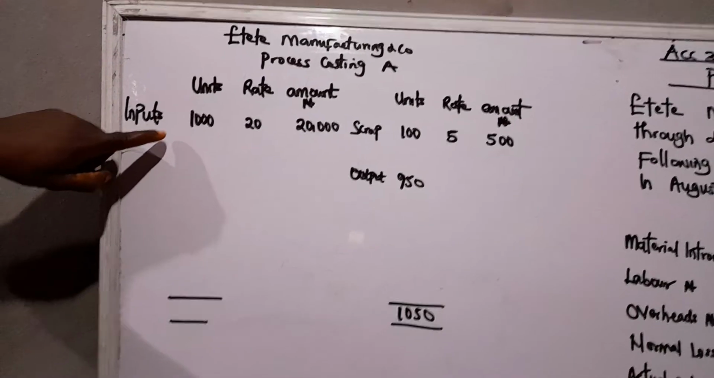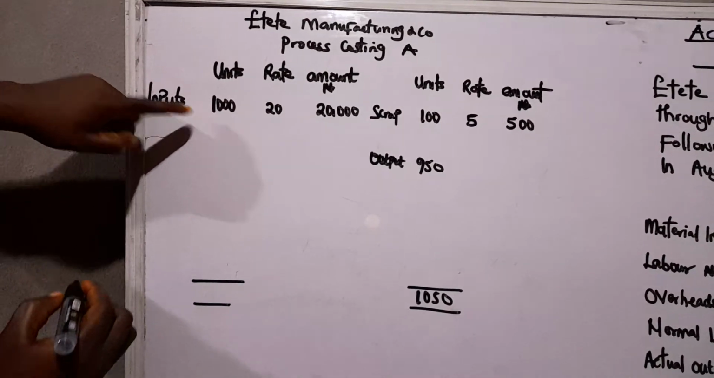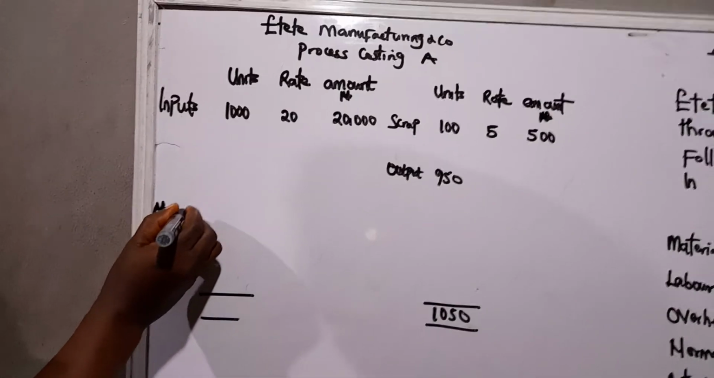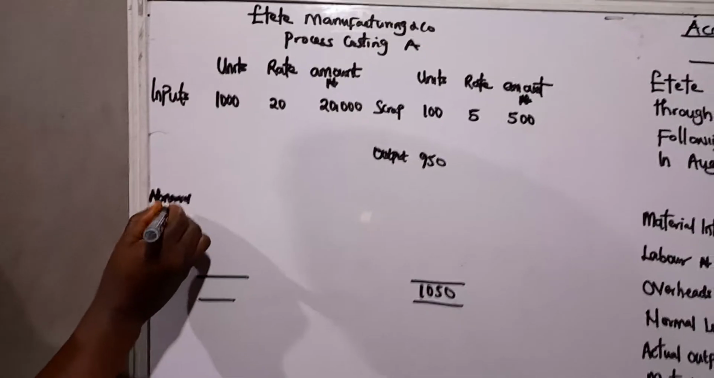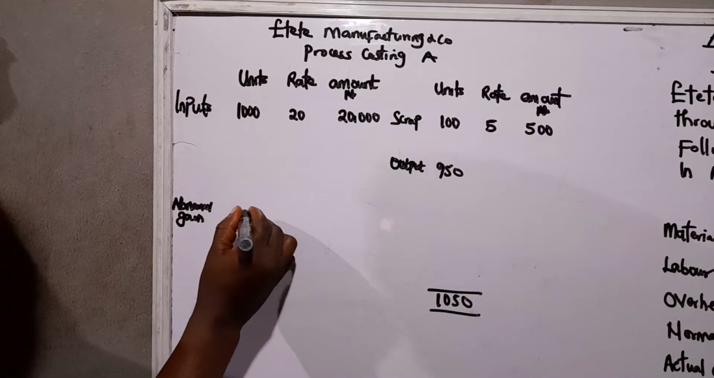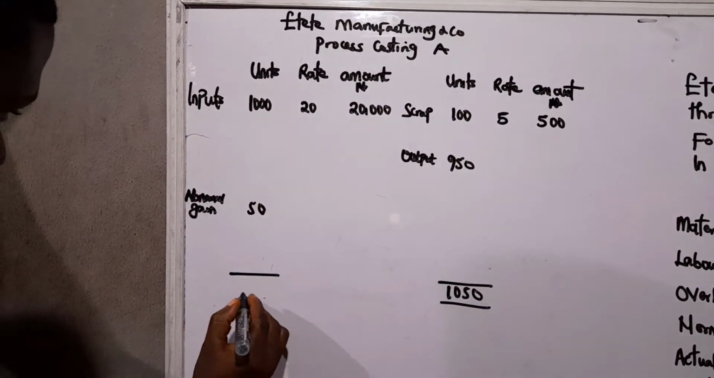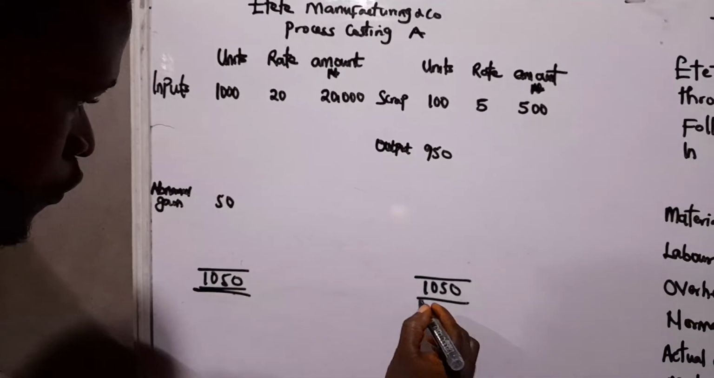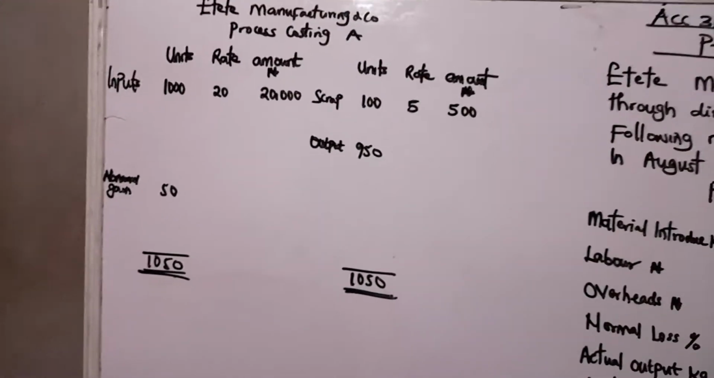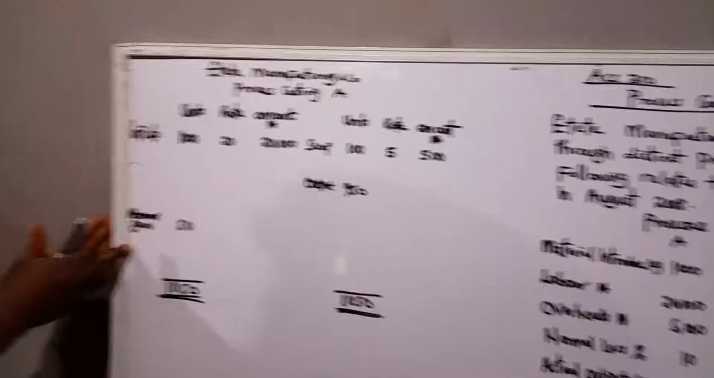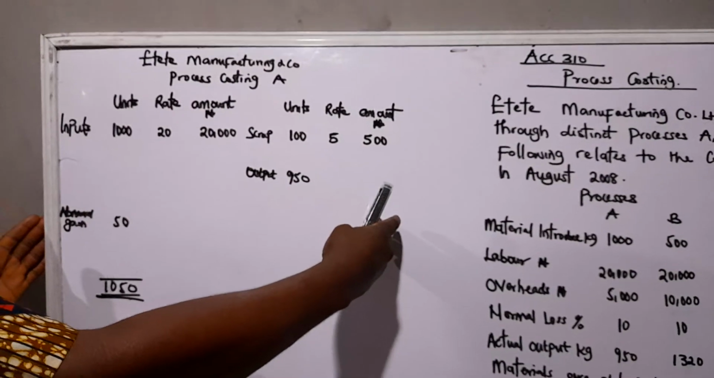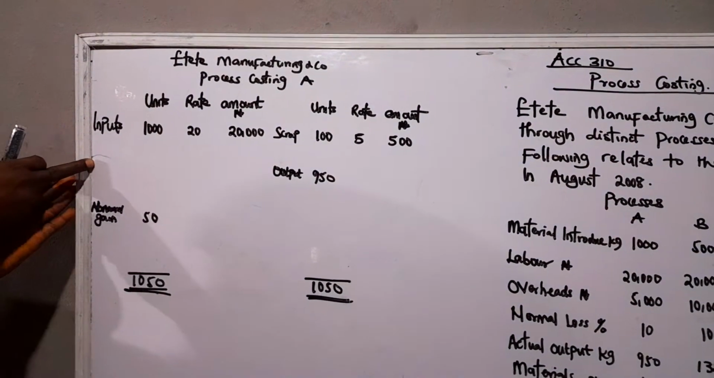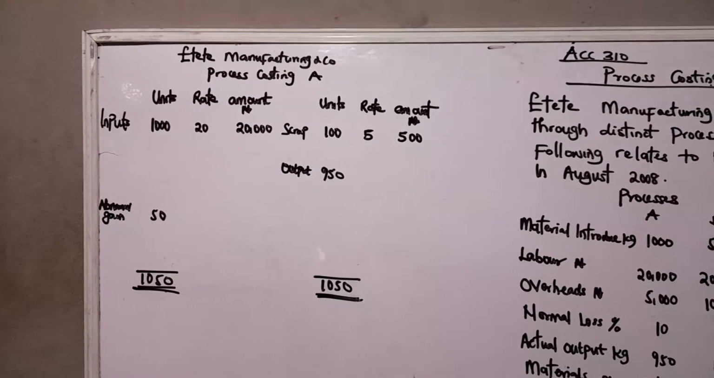So you can look at it now. Here I have 1000 units. So that means there's an abnormal gain of 50 units. To balance this, if the unit on the debit side is greater than the credit side, you are going to have an abnormal loss. But if the credit side is greater than the debit side of the unit, you are going to have an abnormal gain. Now we are done with the unit.